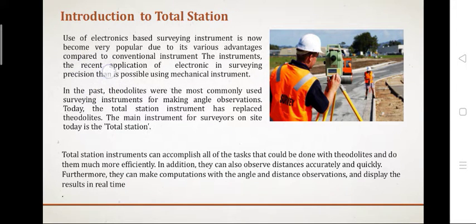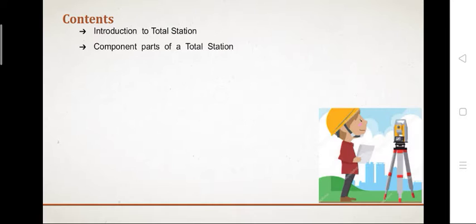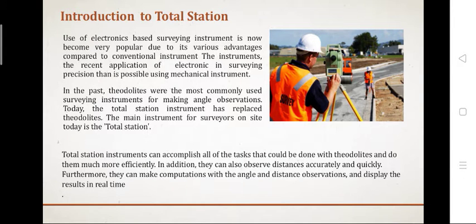Use of electronic based surveying instruments has now become very popular due to the various advantages compared to the conventional instruments. The recent applications of electronics in surveying give precision that is not possible using mechanical instruments. So this means that electronically precise survey instruments are more advantageous for us than the mechanical instruments, right?